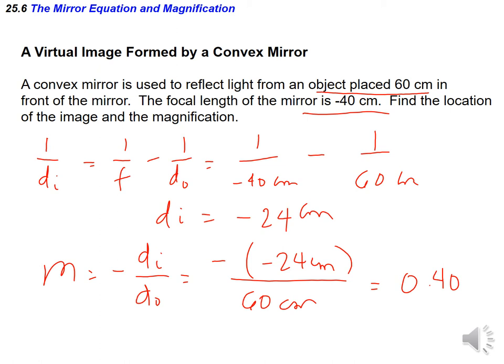So the image is smaller because the value of m is less than 1. Meaning if you get a value of magnification which is less than 1, the image is smaller. That is the meaning. So the image is also upright because m is positive, and again that is upright with respect to the object.